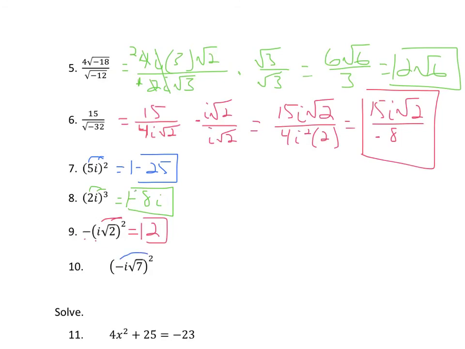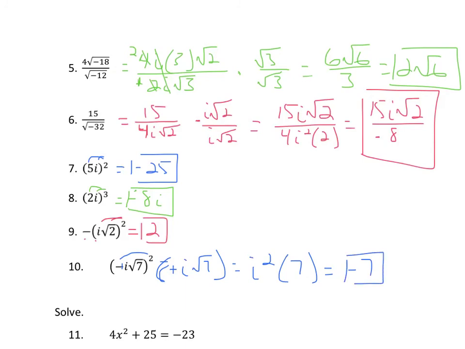Finally, we've got this one, which is probably easiest to see as this times itself, negative i root 7 times negative i root 7. So we've got negative i times negative i, right? The negatives go away. We're going to be left with i squared times 7. Now the i squared became a negative 1, so it's going to be negative 7.